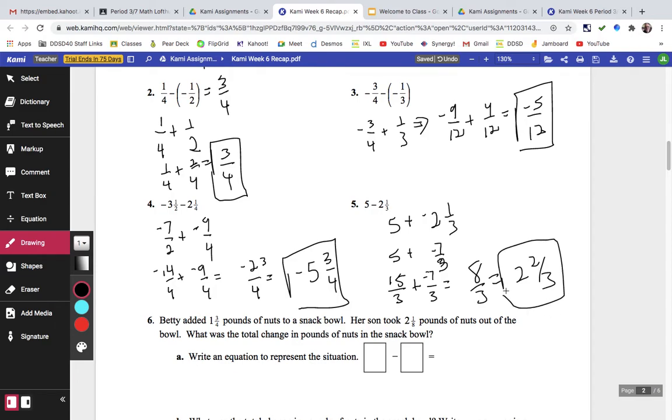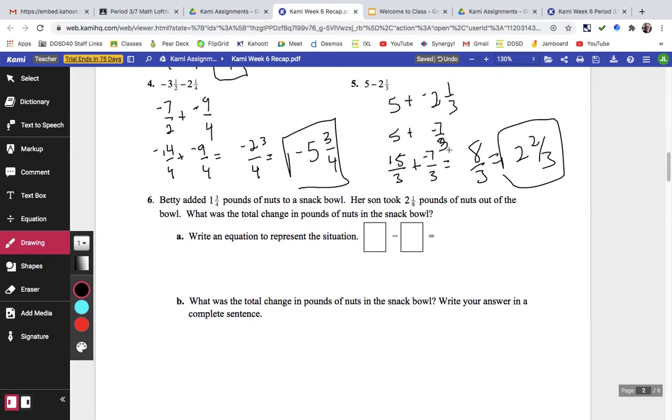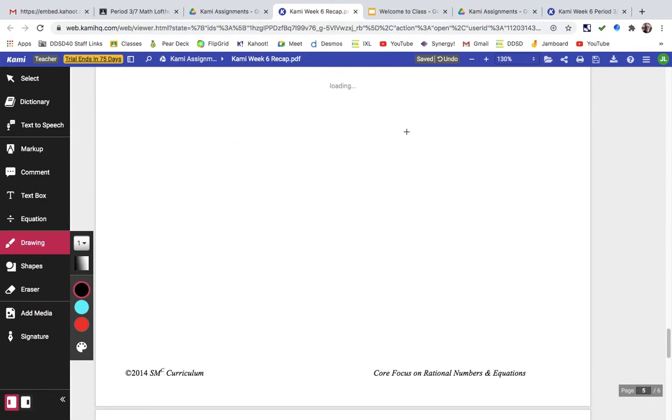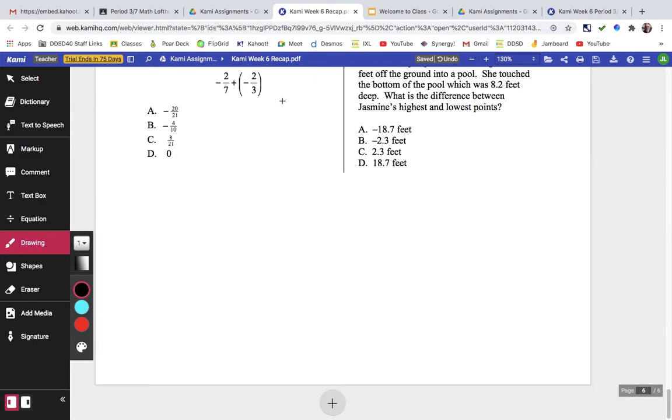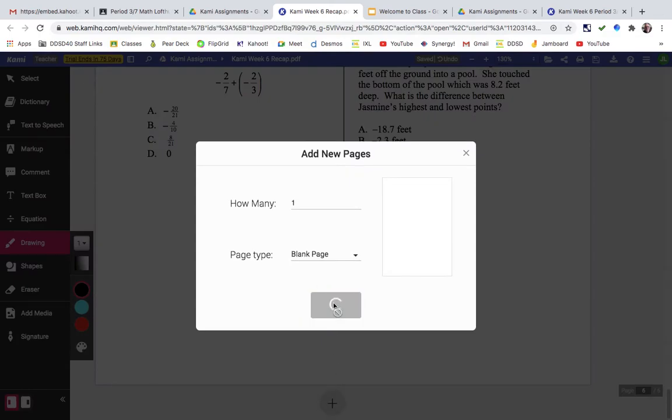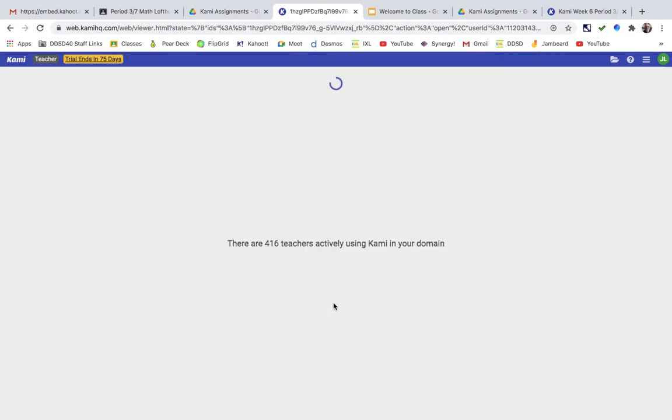Okay, that's as far as we got on the Kami today. I'm going to go to the bottom of this and do the 7 problems that we did on Kahoot. So I'm just going to add a page here, 1 blank page. And here are the 7 problems that we did on Kahoot.